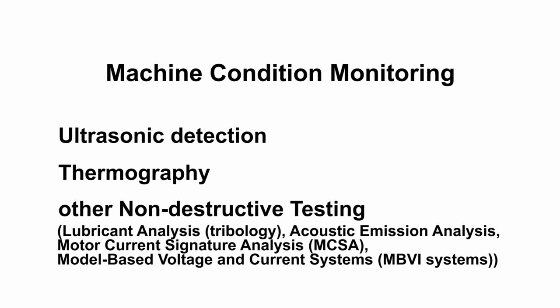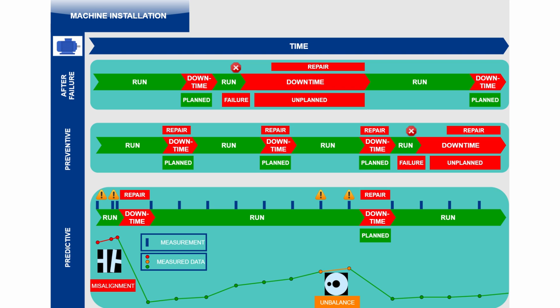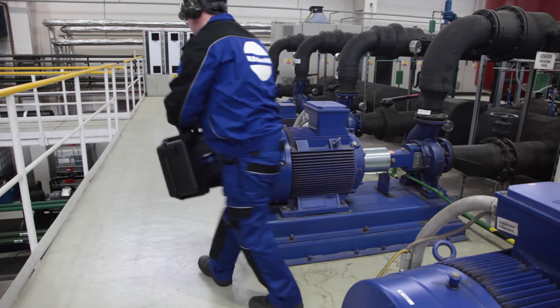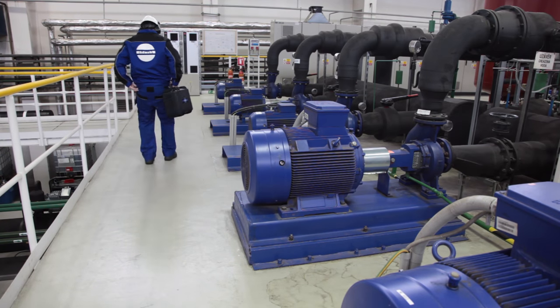The last term to clarify is machine condition monitoring. There are more methods for evaluating a machine's condition and its faults. Besides vibration diagnostics, you may have heard about ultrasonic detection, thermography, or other non-destructive testing. All of these methods are part of machine condition monitoring. Each method has its pros and cons. It is up to your maintenance program which methods you select or combine them, and which methods are the best for your particular machines. However, during the last few decades, it has been found and proven that vibration diagnostics is the most efficient and reliable method for most rotating machinery.